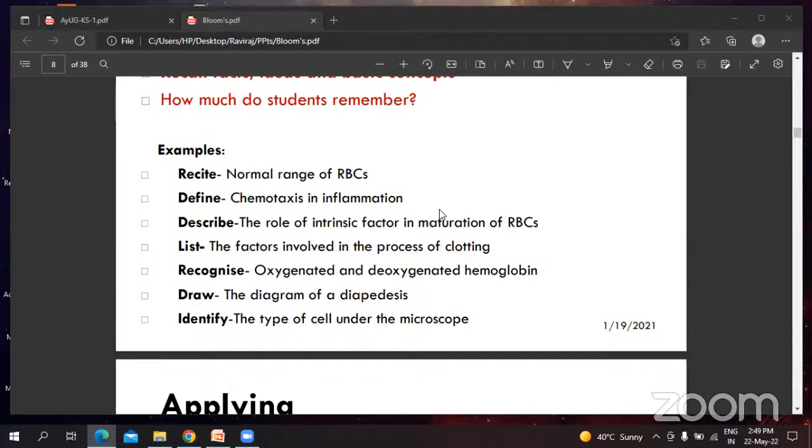right? I may ask you to define something in blood physiology, like what is chemotaxis? Chemotaxis is a process which is a part of inflammation. Describe the role of intrinsic factor in maturation of RBC. List the factors involved in the process of clotting, or recognize oxygenated and deoxygenated hemoglobin. We can ask you to draw the diagram of diapedesis, or identify the type of cell under the microscope. We may simply put some slide under the microscope and ask you to identify that slide.